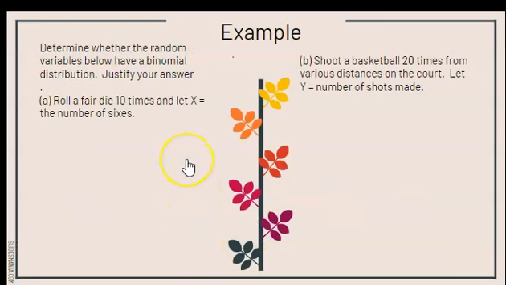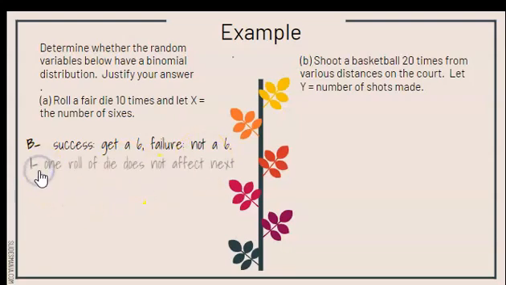All right, so let's walk through one of these and see how it goes. Determine whether the random variable below has a binomial distribution and justify your answer. So basically we're checking the BINS. A, roll a fair die 10 times and let X equal the number of 6s. The first thing I have to check is, is it binary? Well, in this case, a success is getting a 6. A failure is not getting a 6. So there's a clear success and a clear failure.